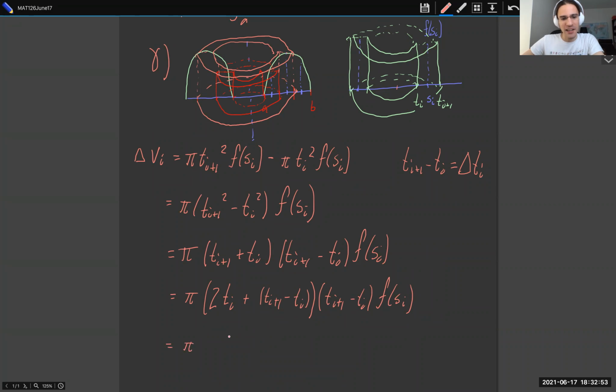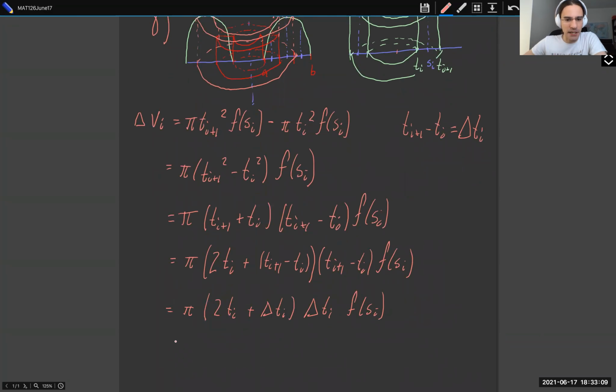So I can write this as pi times 2 t sub I plus delta t sub I times delta t sub I, f of s sub I. And so that becomes 2 pi t sub I f of s sub I delta t sub I plus pi f of s sub I delta t sub I, and instead of writing it as delta t sub I squared, I'll write it like this, right?